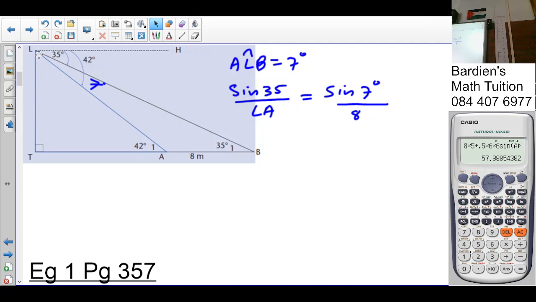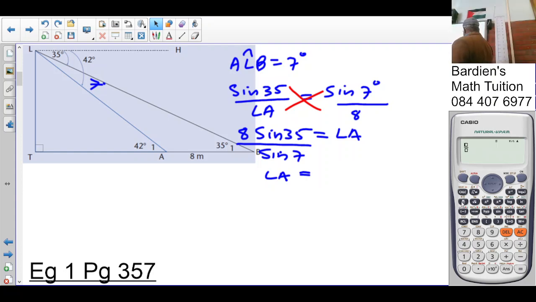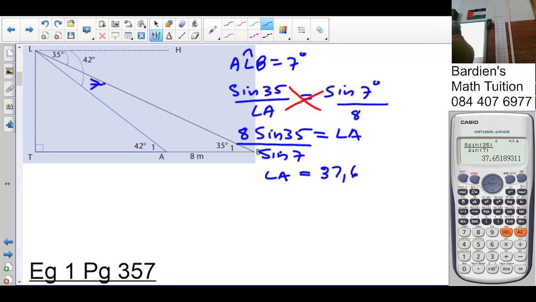Right, so what do I do? Cross multiply. So what do we have? 8 sine 35 equals LA sine 7. You divide both sides by sine 7. So LA. Okay, let me also use my calculator, yes? Otherwise, my mommy pays so much money for the calculator that I don't use, no? 37,65. You all agree with that? Yes. Meters. Answer?